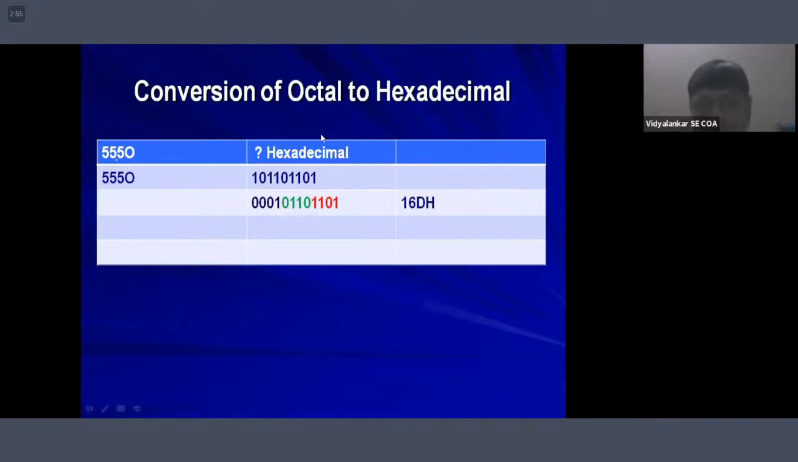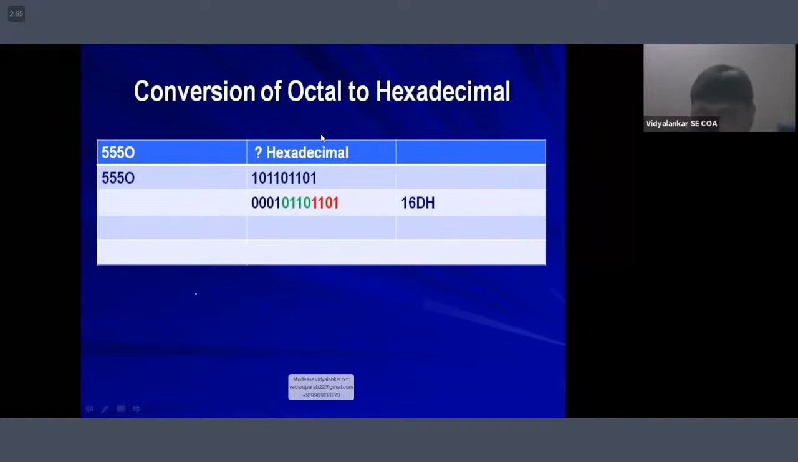Let's take one example. I want to convert the octal number 555 into a hexadecimal number. So 555 octal is how much in hexadecimal? That is the question. Then what will I do? I will write this particular octal number in binary. Now please listen very carefully to what I am saying. For that, what do you have to do? For that, you will have to remember a standard table.